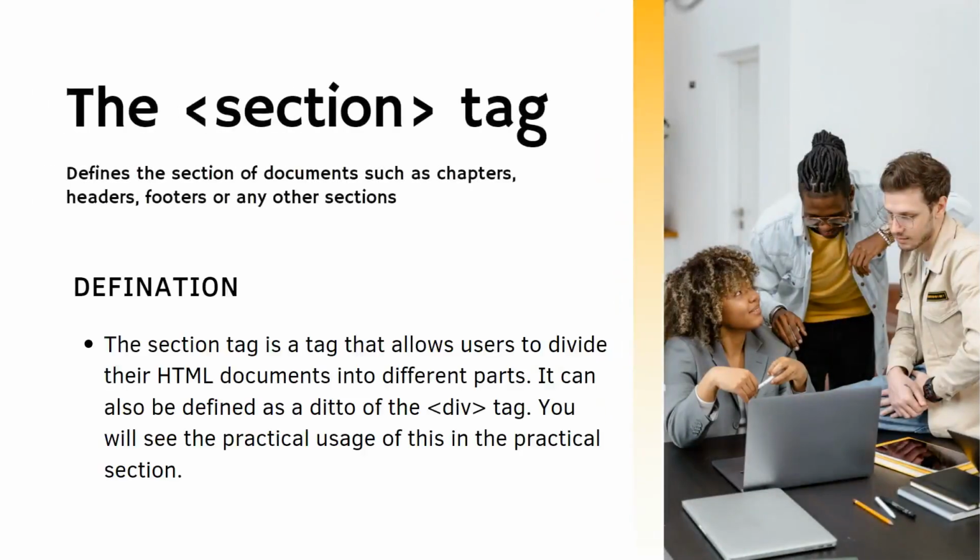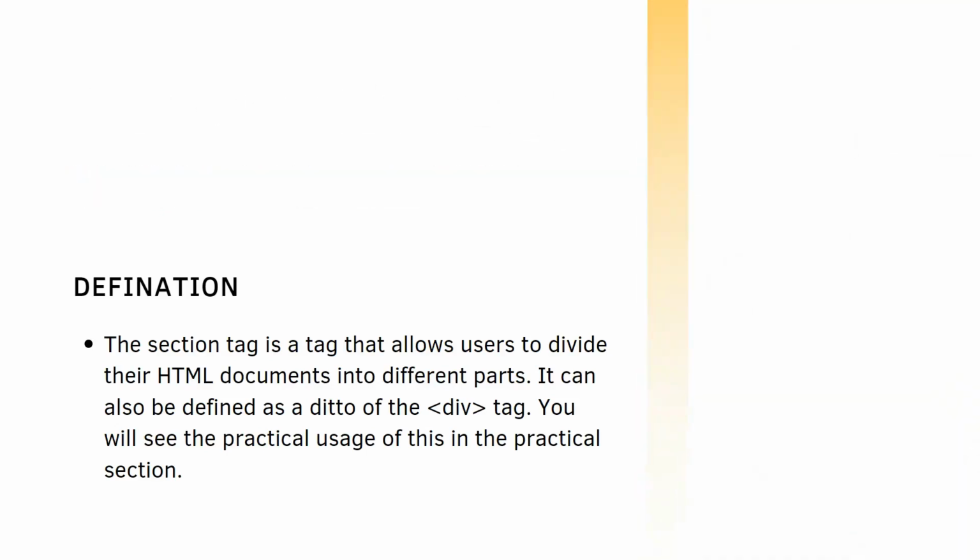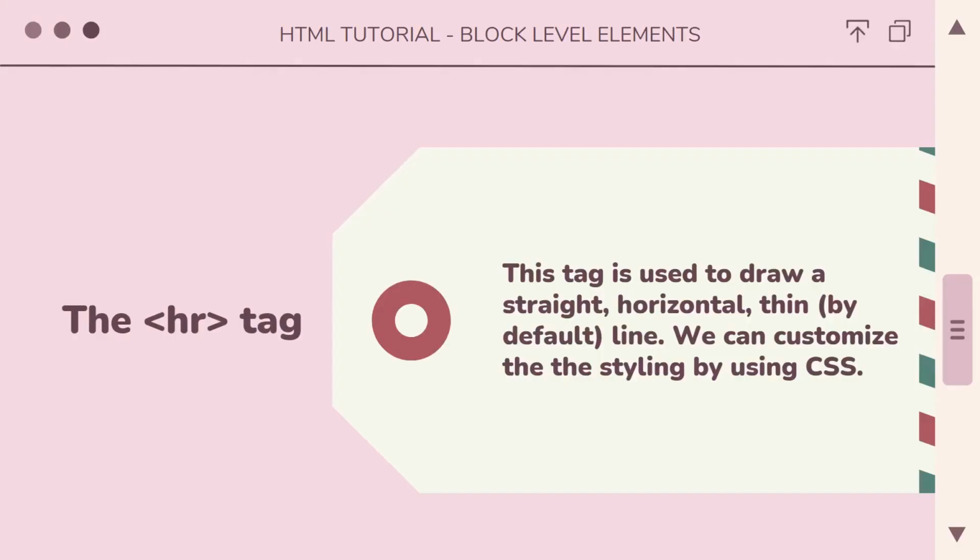The section tag. The section tag works as almost a ditto of the div tag. It allows users to divide their document into sections. I'll show you how to use this in the practical section. The HR tag. The HR tag is used to add a straight, horizontal, and thin line. We can also adjust the thickness and the color of the line by using CSS.